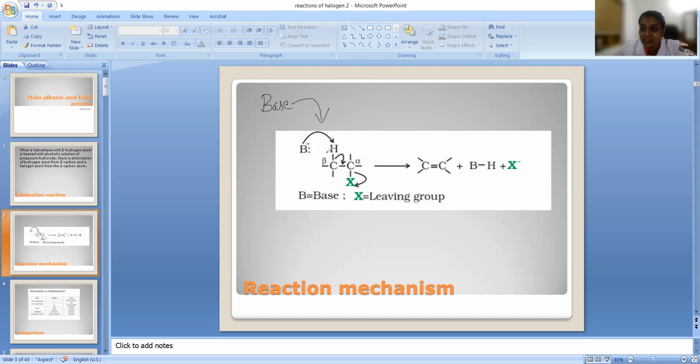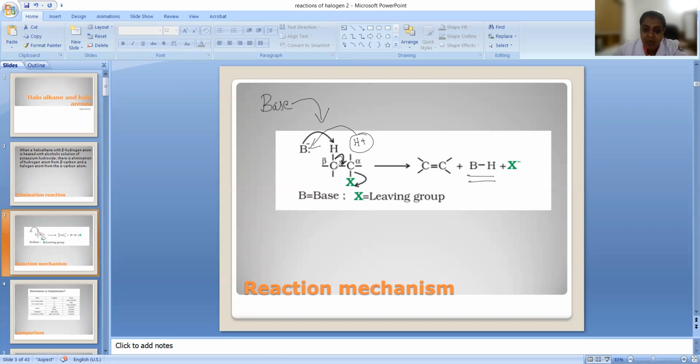So how is the haloalkane providing this H plus ion? Look at this bond. This beta hydrogen and this carbon have a C-H bond. So this C-H bond will shift to form a C-C bond. So what will happen? This hydrogen becomes plus because the electron is being removed from there. This H plus, the base will abstract and form BH.